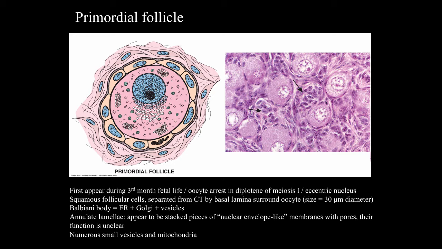We do know that as the oocyte is getting larger, there is more of a demand for membranes, but to my knowledge, no one has ever really described the function of the annulate lamellae in developing oocytes. And of course, these young primordial follicles do have numerous small vesicles and mitochondria.